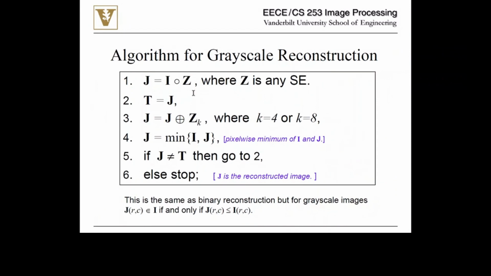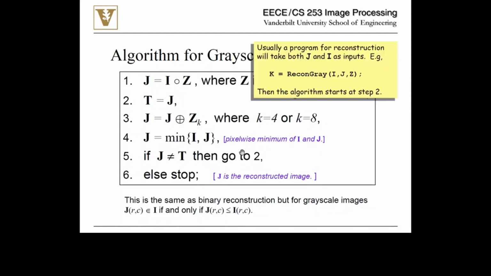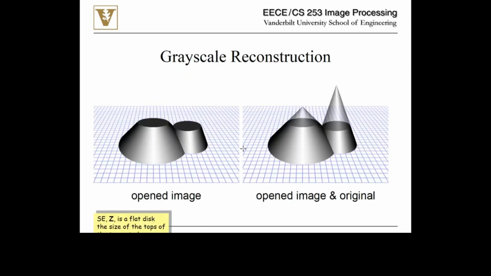You start with an opening, and then you dilate with a structuring element, and then you compute the minimum between the original and the dilated one. And if the image has changed, then you repeat it. You dilate again, and then you take the minimum between the original input and the current one, and if the image has changed, you dilate again, and so on. Okay, so let's see how it works.